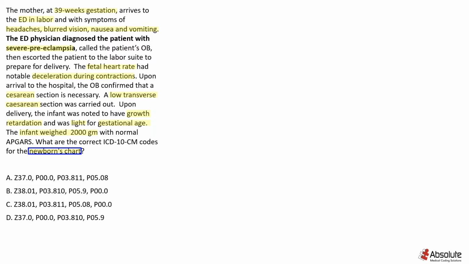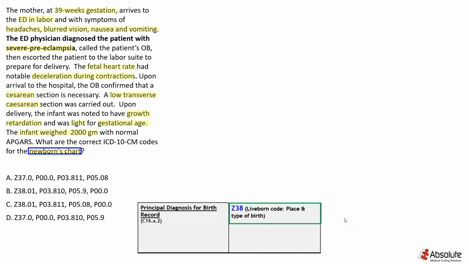And what I do for these scenarios is I would read the last portion of the question so that I get a clear idea for whom I am coding. So the question is, what are the correct ICD-10-CM codes for a newborn chart? So it's clear that we are coding for a newborn baby and we are coding for the newborn chart. That means the guideline C16.a.2 comes into my mind, which is for principal diagnosis for the birth record, and that states Z38 should be assigned as a principal diagnosis on a newborn chart.